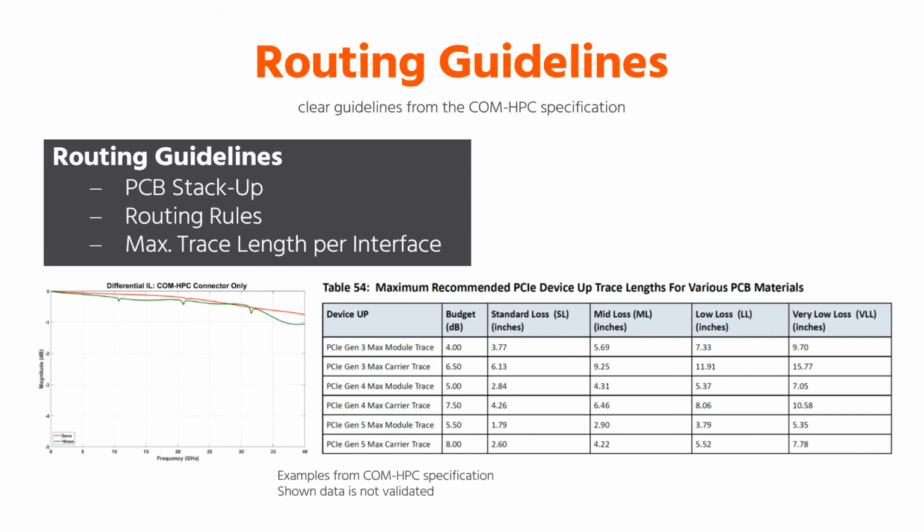The COM-HPC specification already includes clear guidelines how to work with these fast signals. These guidelines include a PCB stack-up, routing rules, and also calculation of the maximum trace lengths for different interfaces. On screen you see an example here for some PCI Express device down implementations. You see the maximum trace lengths depend also on the used PCB materials. All of this information is already included in the specification to make the implementation as easy as possible.